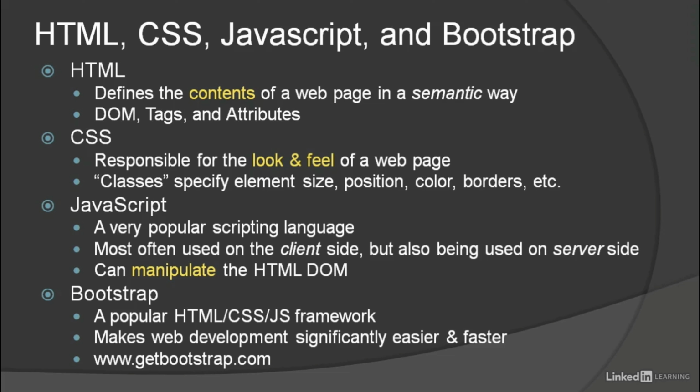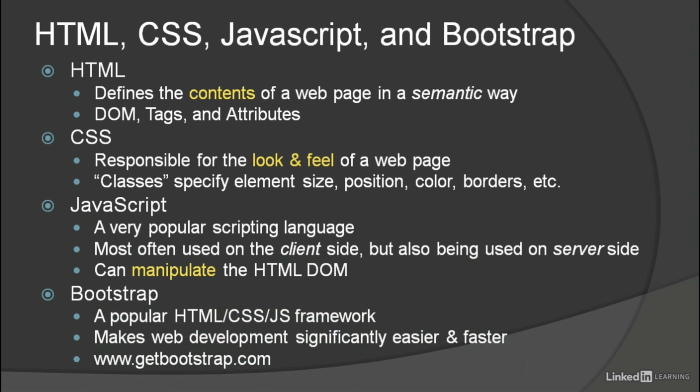So now I'm going to summarize with this slide here again, and hopefully it'll make more sense to you now that we've gone through those examples. HTML defines the contents of a web page in a meaningful semantic way. It gives us tags and attributes that we use to build up the structure of the document. CSS comes along and puts styles on things, changes colors, moves things to the left or to the right or to the center, size, position, color, borders, all that stuff. JavaScript is a scripting language that allows action to take place. Finally, Bootstrap rolls all those things up together in a nice tidy package and makes web development significantly easier and faster.